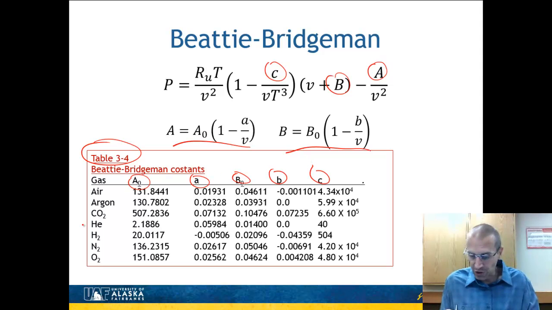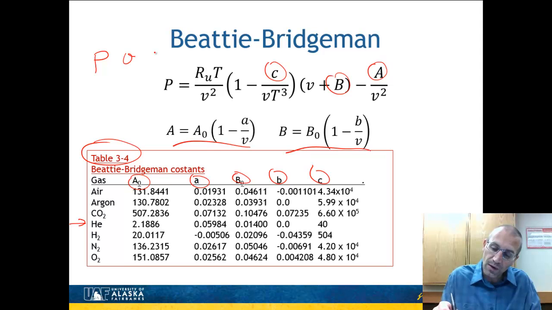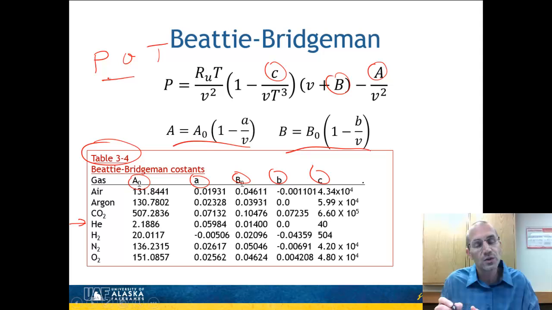So for a given gas, you would go and look up those parameters and plug them in here, and what you're going to be left with is simply P, V, and T. Any two of those and you can solve for the third. So it's very similar to the ideal gas equation. We just have this extra step we need to go through.